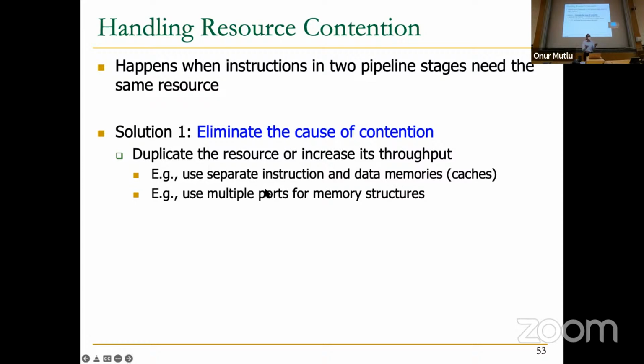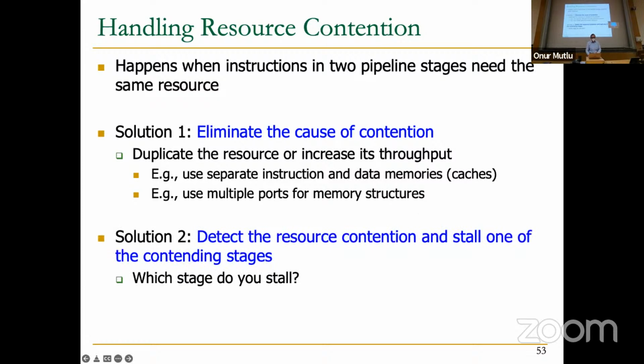And that's what we will do. In the fetch stage, we have an instruction memory. In the memory access stage, we have a data memory, as we see. Or you can use multiple ports for memory structures like register files, right? We have two read ports and one write port for the register file. The write port is used in the write back stage, and read ports are used in the decode and register file access stages. So these are examples of eliminating the resource contention. And we're familiar with it, hopefully.